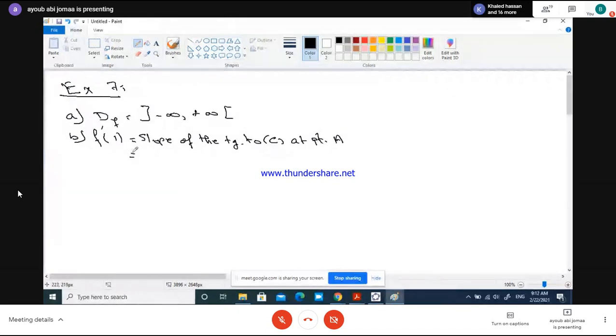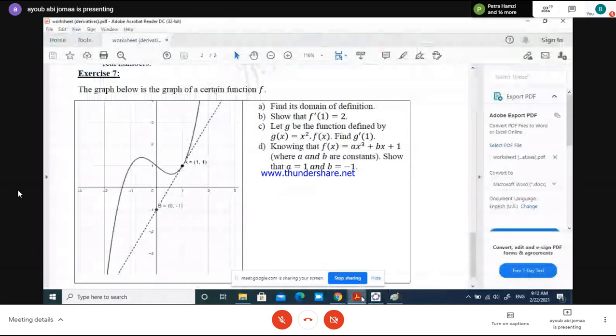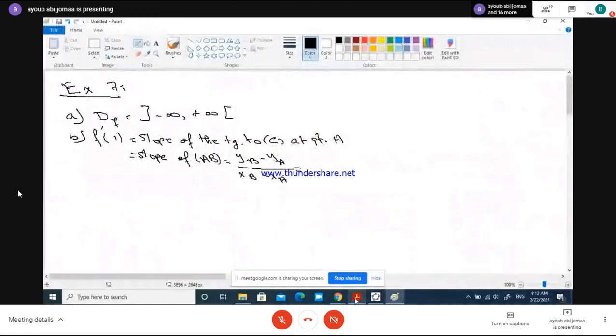So it is equal to the slope of line AB, which is equal to y of B minus y of A over XB minus XA. And here you are given the coordinates of B and A. So it is 1 minus negative 1 over 1 minus 0, and then the answer is equal to 2. So f prime of 1 is equal to 2.